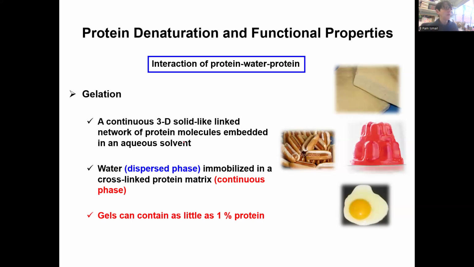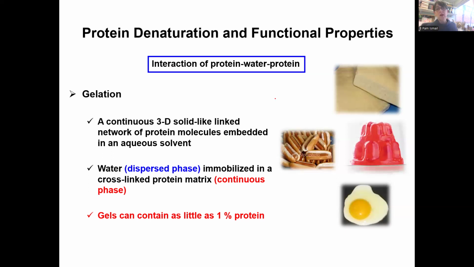And we have so many different forms of gels. This tofu is a gel. This hot dog is a gel. The jelly is, of course, a gel. And even in here, the egg white is a gel. Also, you might be surprised that I tell you, well, yogurt is a gel as well. It's just a different type of gel.